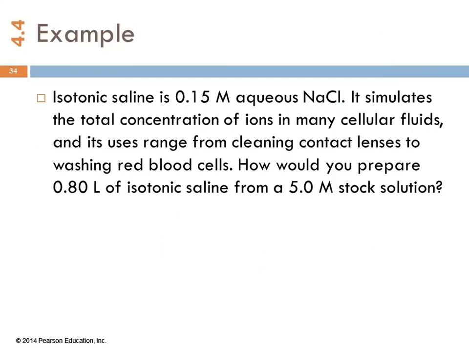Let's do one. Isotonic saline is 0.15 molar aqueous NaCl. It simulates the total concentration of ions in many cellular fluids, and its uses range from cleaning contact lenses to washing red blood cells. Okay, that middle part was all fluffy stuff. How would you prepare 0.80 liters of isotonic saline from a 5.0 molar stock solution?